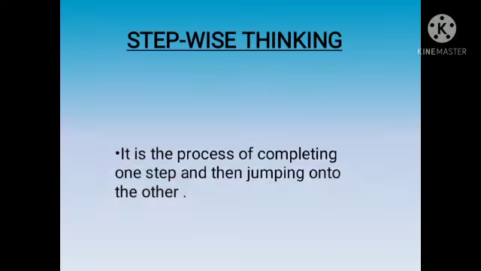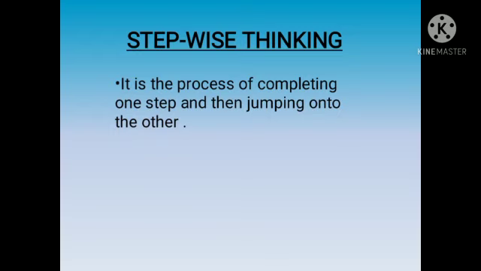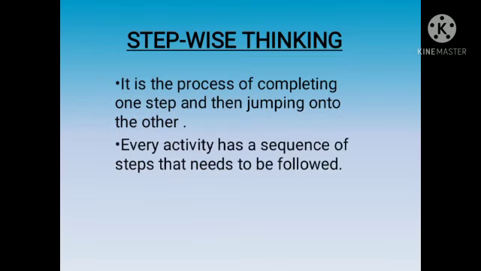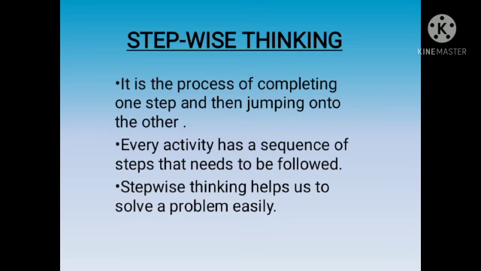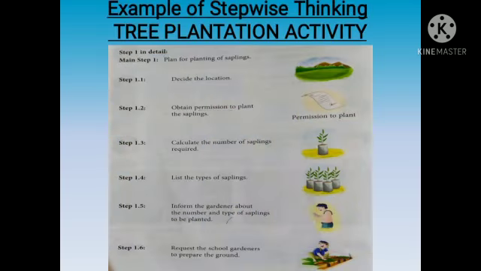So what is it? It's a process of completing one step and then jumping on to the next one, as every activity has a sequence of steps that need to be followed. Here it is going to help us solve the problem easily. Let's see an example of how you are going to do the tree plantation activity.